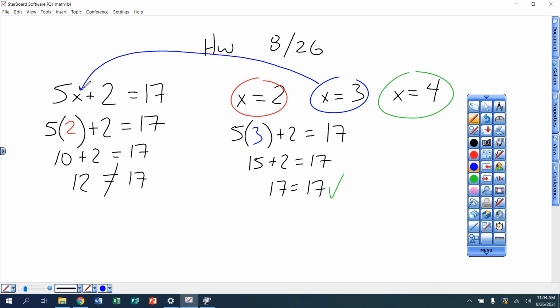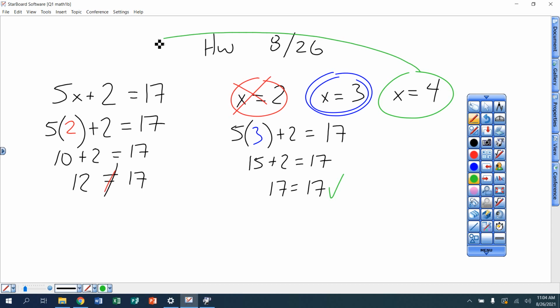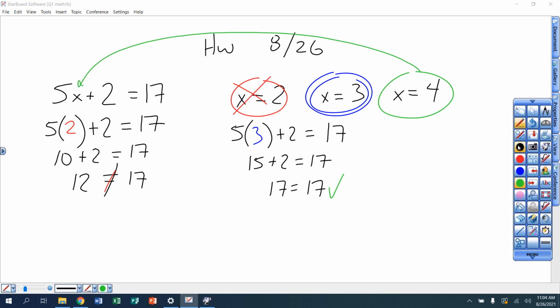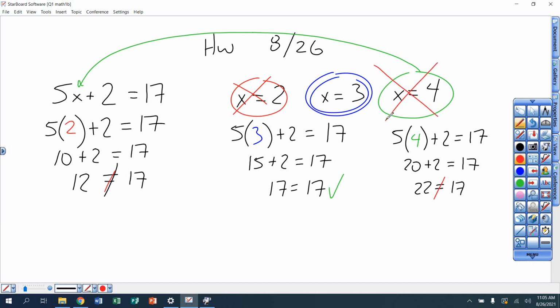That one is good. The red one did not work. So again, when I plug that in, the red one, no solution. The blue one, yes, that one did work. If I do the last one and plug in 4 for x, just to prove Mr. Marshall full credit work, take that 5, replace that x with 4, plus 2 equals 17. That gives me 20 plus 2. And I could see that 22 does not give me the 17 I'm looking for. That is not a solution. The only number that was a solution to that equation was x equals 3.